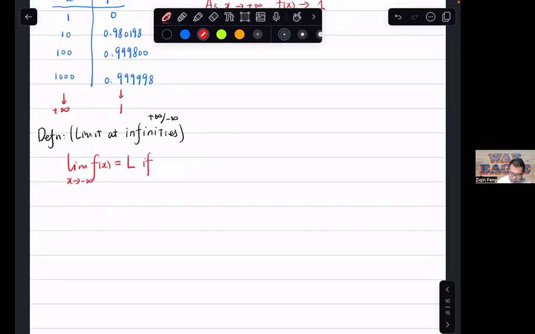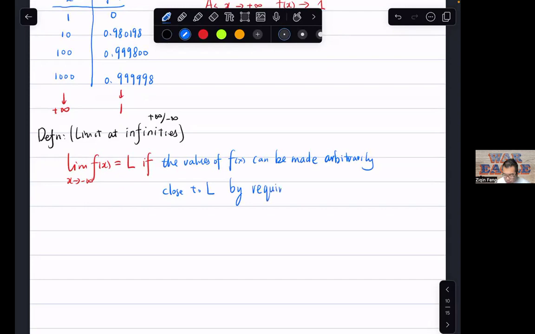If the values of f of x can be made arbitrarily close to L by requiring x sufficiently large, because x going to infinity is just a trend, it can never be reached, so we don't need to say that x equals infinity.